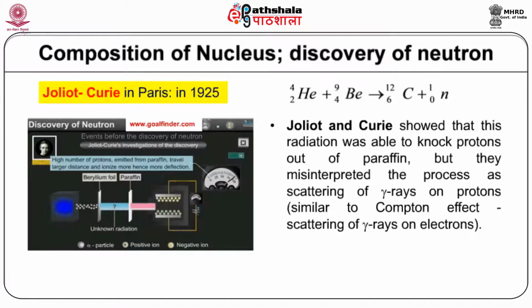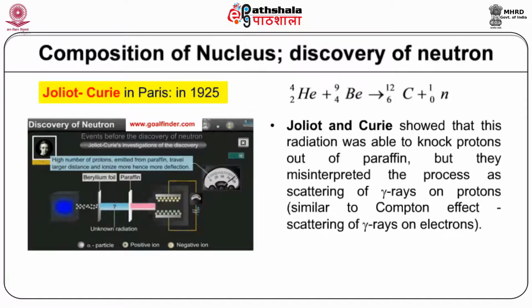Now, on the basis of whatever they collected in the detector, they concluded something. Joliot and Curie showed that this radiation, which is emitted out of the reaction of the alpha particle with beryllium, was able to knock protons out of paraffin. But they misinterpreted the process as scattering of gamma rays on protons, similar to the Compton effect, the scattering of gamma rays on electrons.